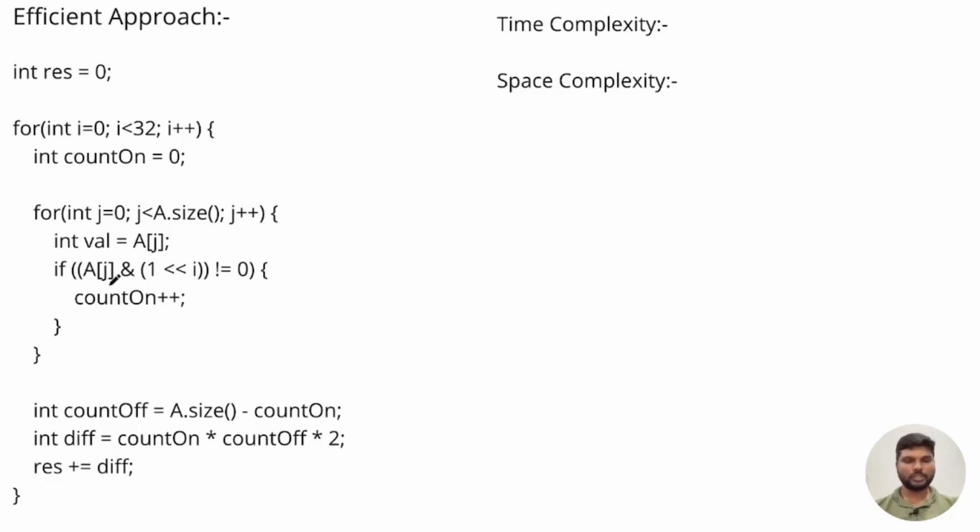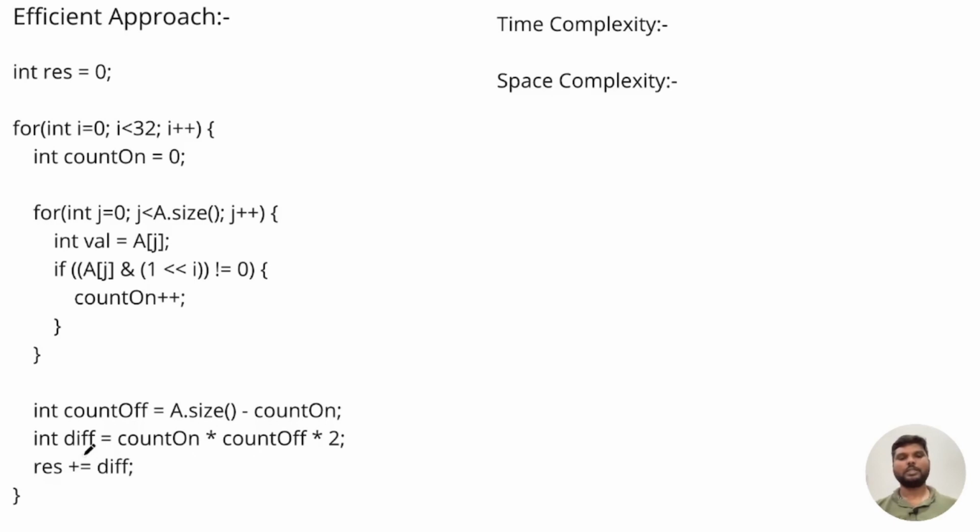Okay, so how does this work? I will just tell you. Suppose you just find it out and it's not equal to 0, then we are just incrementing count_on. That means we have just found out that the ith bit in this element is 1. Okay, and how to find the number of zeros? It will be just the difference between the size of all the elements in the array minus count_on.